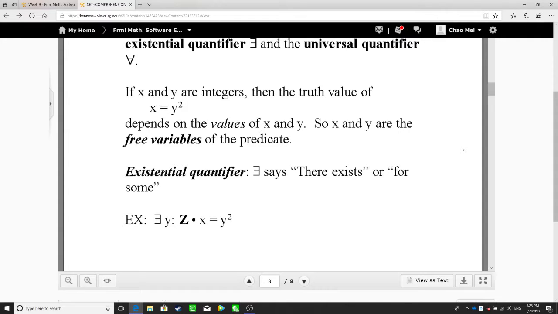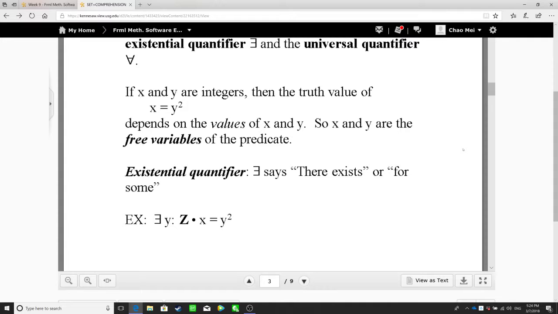Again, we see this part is a set. So y, the signature of y. What is Z? Anyone know what Z is? Integer. Have you learned that somewhere? N is a natural number. Z is integer. Okay, Z means integer. So for y is the integer, and this dot means x equal to y squared.